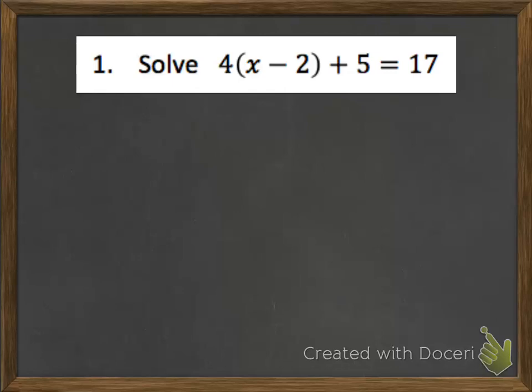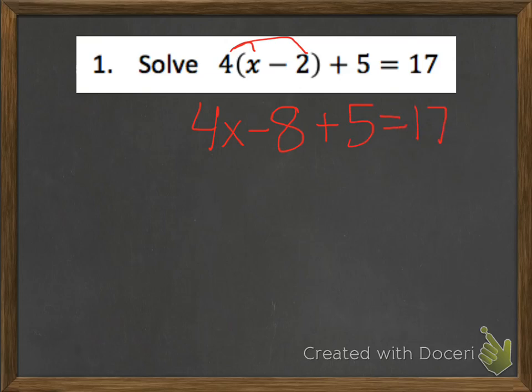Alright, the first problem wants us to solve 4 times (x - 2) + 5 = 17. You can see in our equation we have parentheses, so our first step needs to be to distribute among those parentheses. We're left with 4x - 8 + 5 = 17.